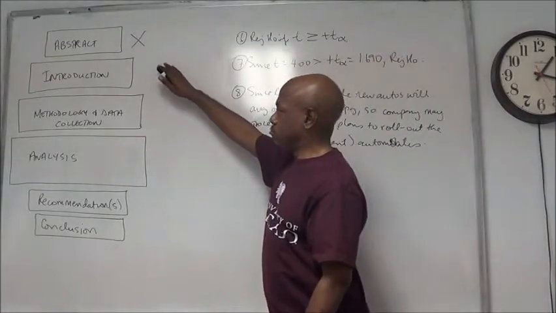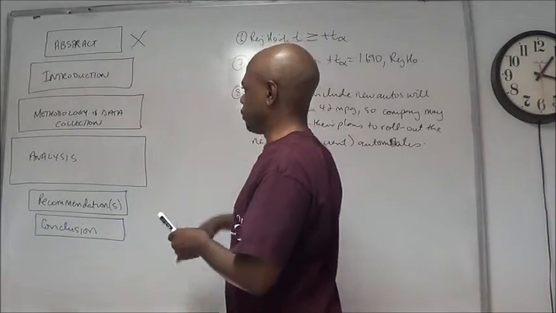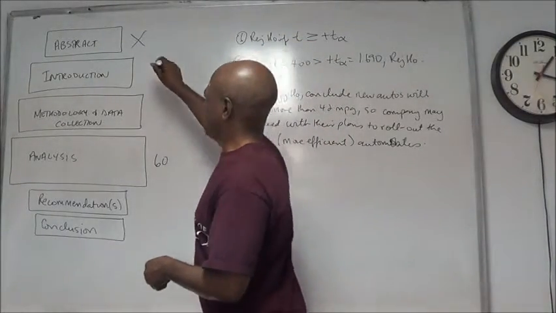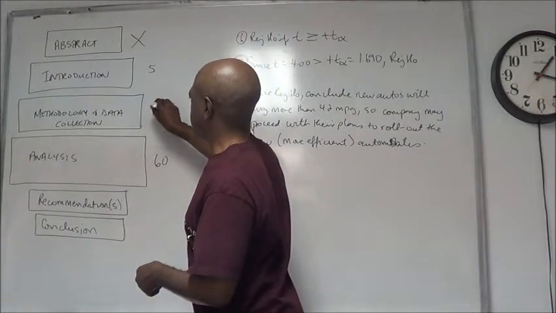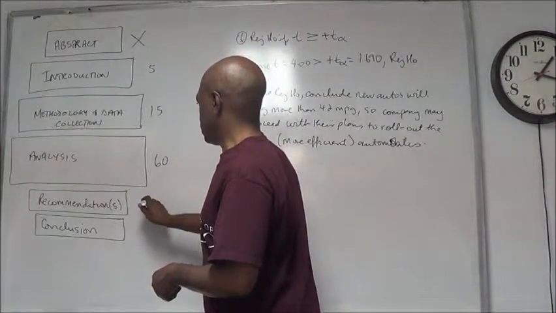If you were to look at the grade distribution for these, this is going to be about 60% the analysis. Introduction will be like 5, methodology and data collection will be about 15, and then these two together will be like 10 and 10.